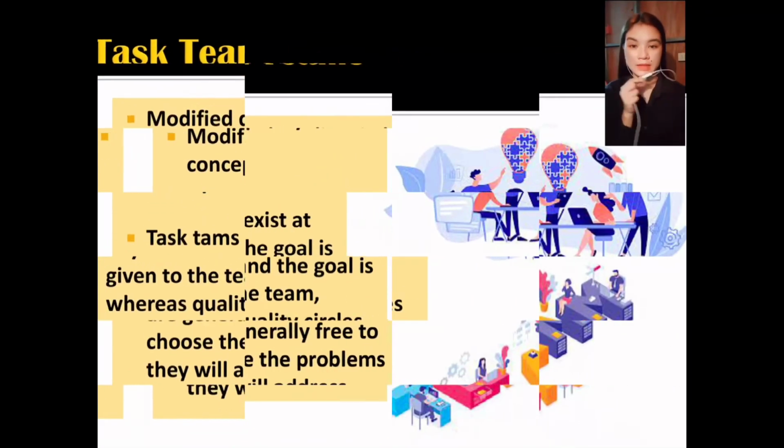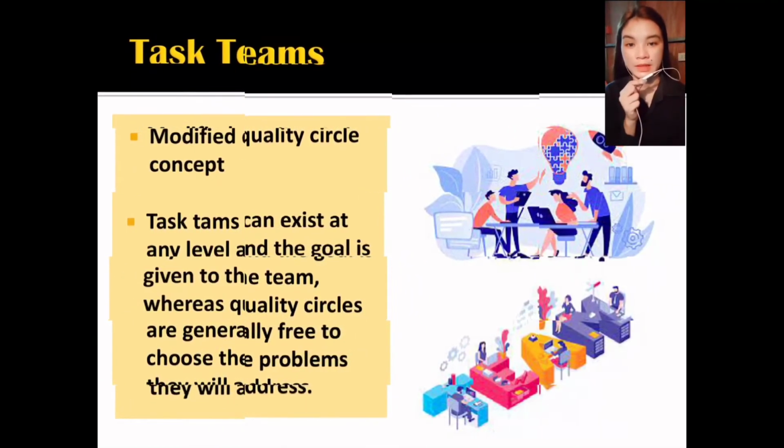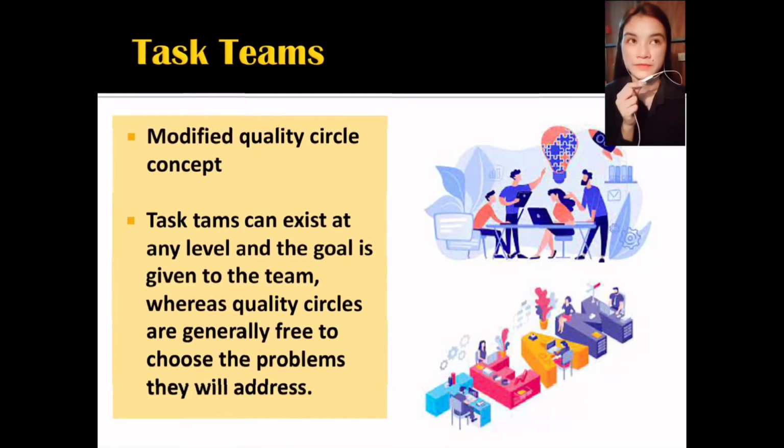Right, so second on the list is task team, also known as action team. Task team is a modified type of quality circle. In quality circle, these people were free to address any type of problem, but in task team, they were given a particular task or problem to solve, and that will be their main focus.